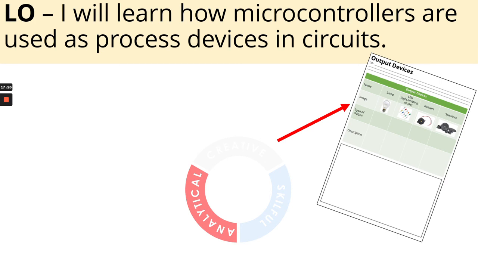Okay guys, last part. So output devices. Turn to this page in your booklet, write down the learning objective, and then we will crack on. So the learning objective is, I will learn how microcontrollers are used as process devices in circuits.